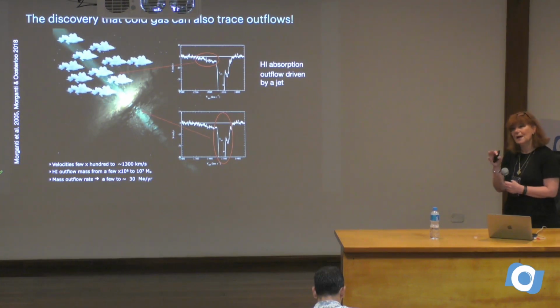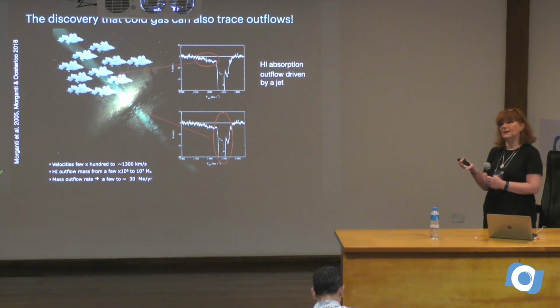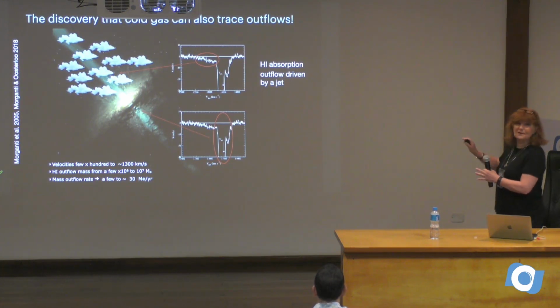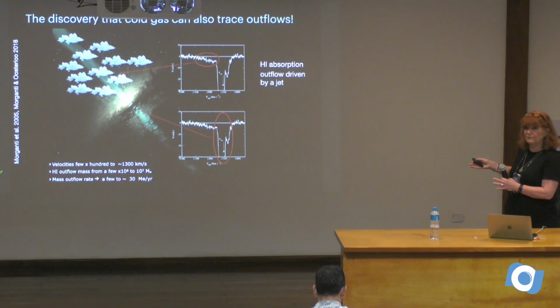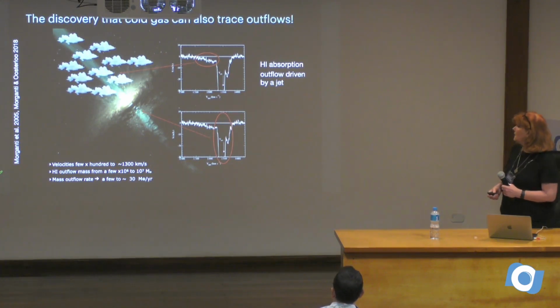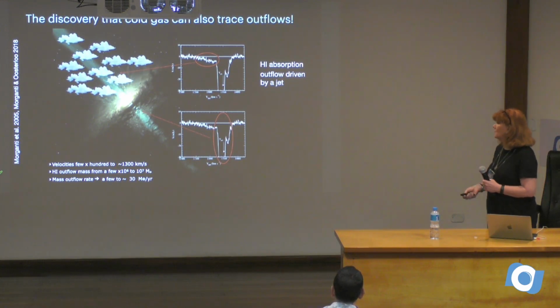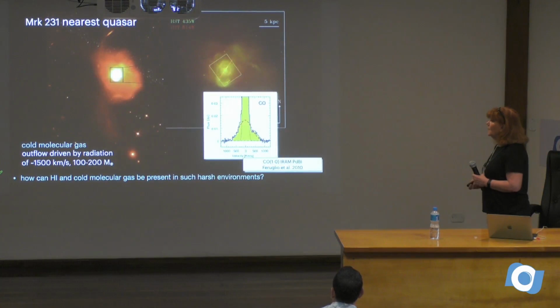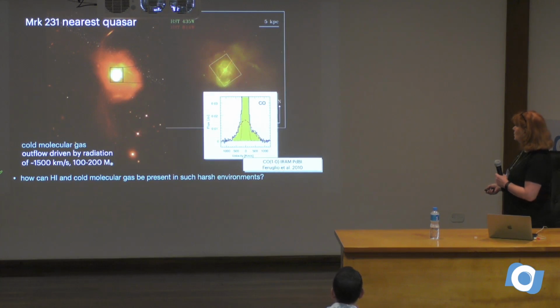masses per year. So now we get into a more interesting regime. And so this is already surprising in its own right. I mean, the fact that you find out HI was already surprising, but also the numbers became more interesting. But the real breakthrough came also with cold molecular gas. So cold molecular gas associated with the outflow. This is the first object where it was found.